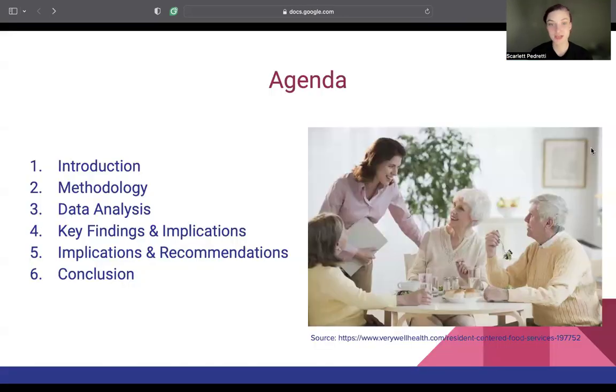So let's just move on to the agenda for today. I'm going to briefly give you an introduction to the study, and that's going to be followed by the methodology for my key informant interview, as well as my focus group and some of the similarities and differences with those. And then I'm going to go over the data analysis that I used for the key informant interviews and the focus group, as well as some of the similarities and differences between those, before moving on to some of the key findings and implications, as well as the implications and recommendations for future studies. And then I'll wrap that all up with a brief conclusion for you.